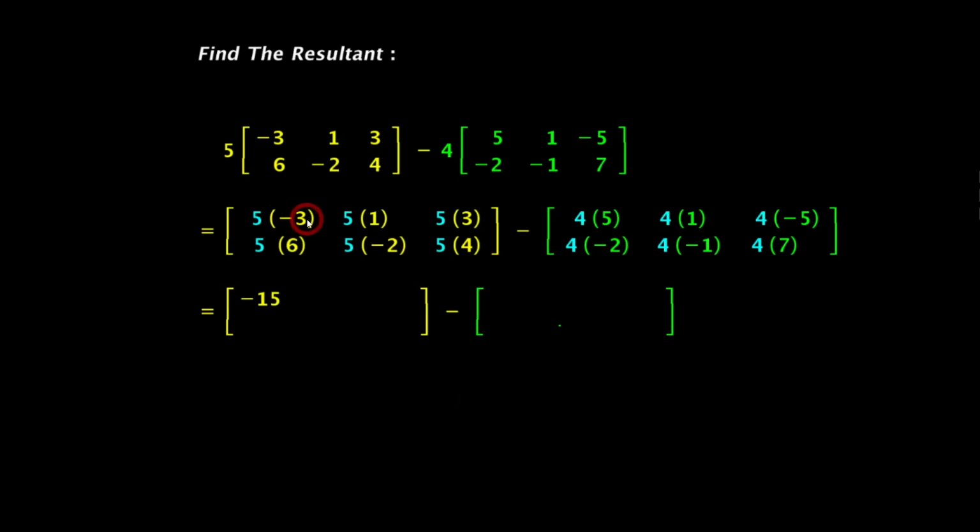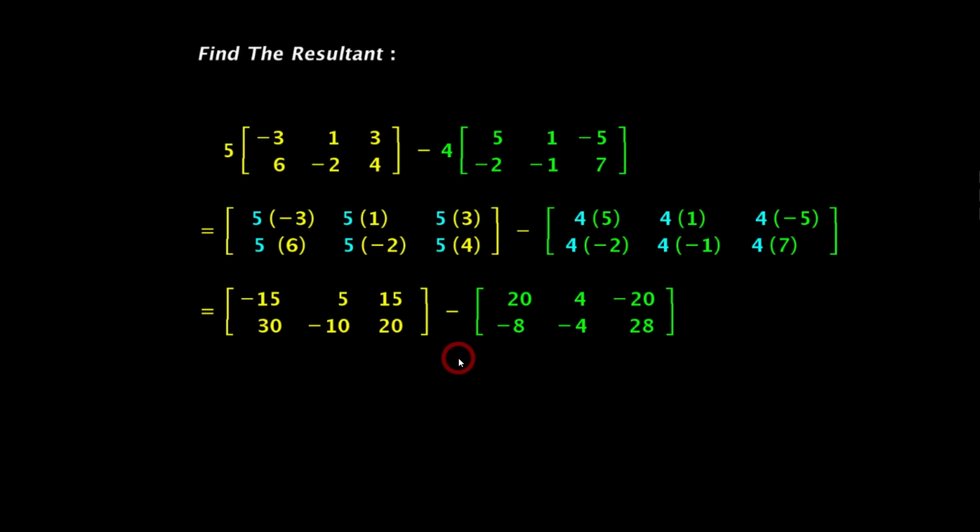So it's going to be 5 times negative 3, negative 15. 5 times 1, 5. 5 times 3, 15. 5 times 6, 30. 5 times negative 2, negative 10. 5 times 4, 20. From there, we have got the simplified yellow part. The green: 4 times 5 is 20, 4 times 1 is 4, 4 times negative 5 is negative 20, 4 times negative 2 is negative 8, 4 times negative 1 is negative 4, and 4 times 7 is 28. We could have done the steps one by one, but we saved a lot of time. Copy and multiply every term.